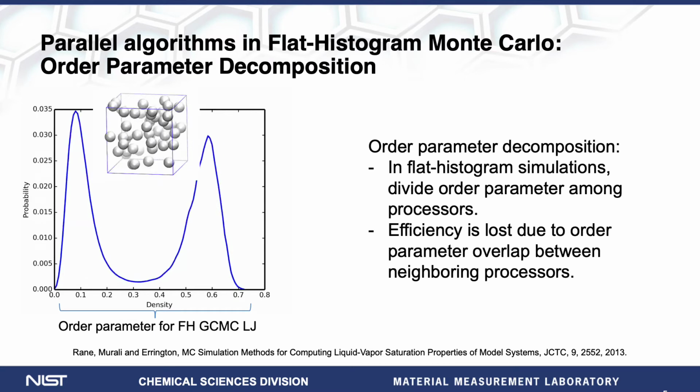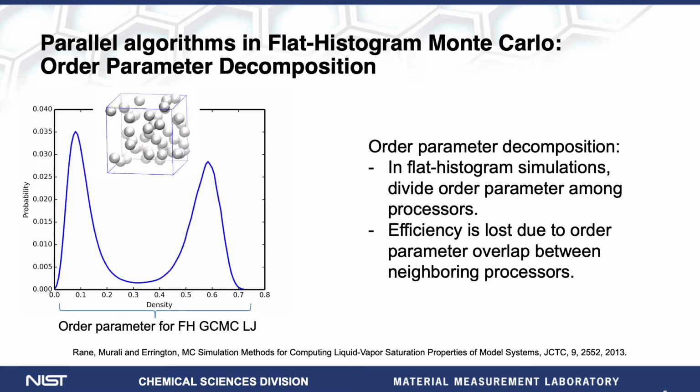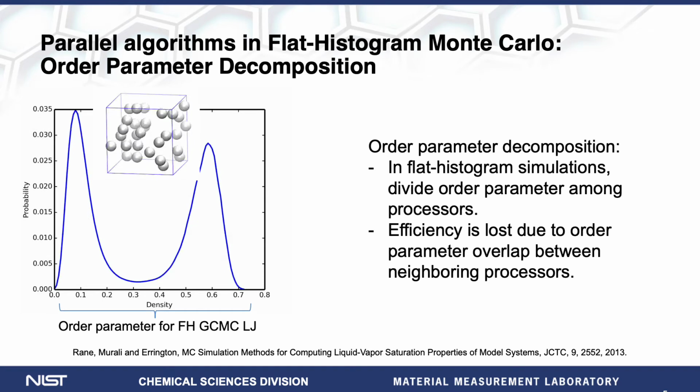Now, instead of having one processor computing this probability over the entire range of density as shown in this animation, independent processors could simulate separate density ranges that are later reconstructed to obtain the entire curve. However, efficiency is lost because the windows must overlap, and also because each processor may take very different times to converge.